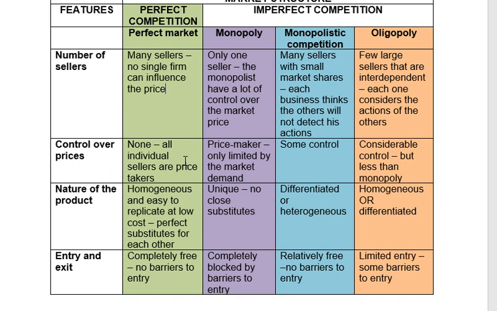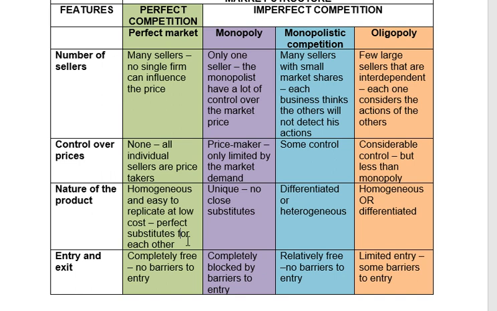The nature of the product in a perfect market, we already said, is homogeneous. In other words, products are 100% identical and they are perfect substitutes for each other. So it doesn't matter which producer you are buying from. Each individual producer's products will be 100% identical, exactly the same.